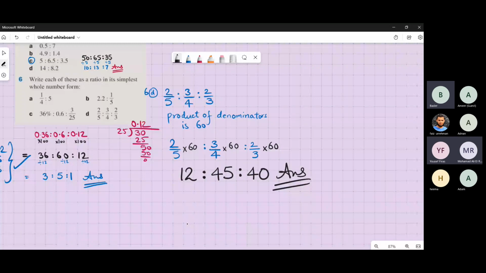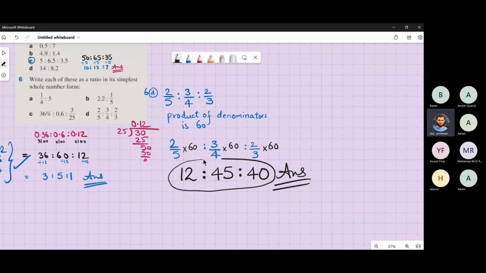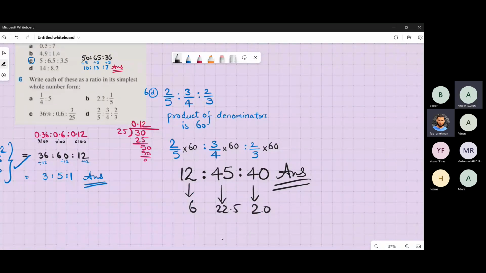Way one is easier. It can't be decimal. If it were decimal, it would be 6 to 22.5 to 20. No, don't keep it decimal, brother. Just keep it without decimal. Do not make it 6 to 20 but here 22 and a half, 22.5. No, don't do it like this. Why? Because what is the question here? Whole number form. A whole number does not contain a decimal.